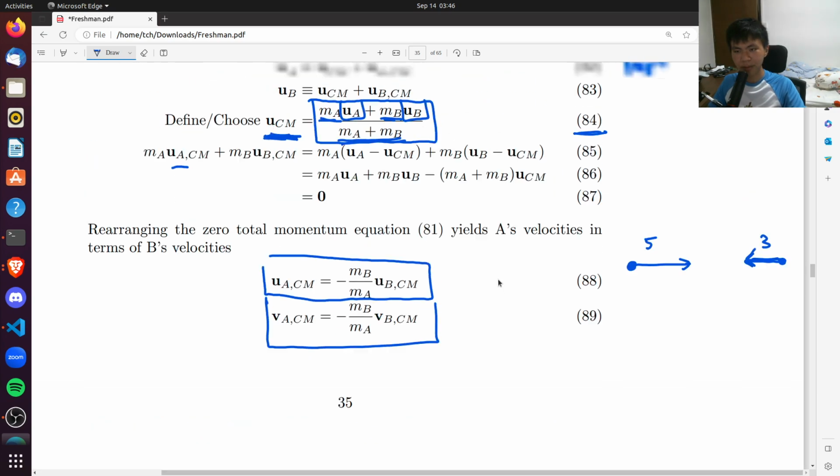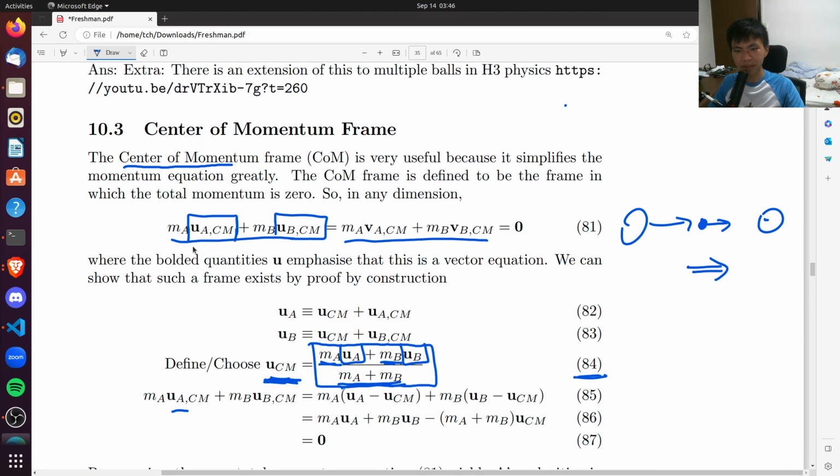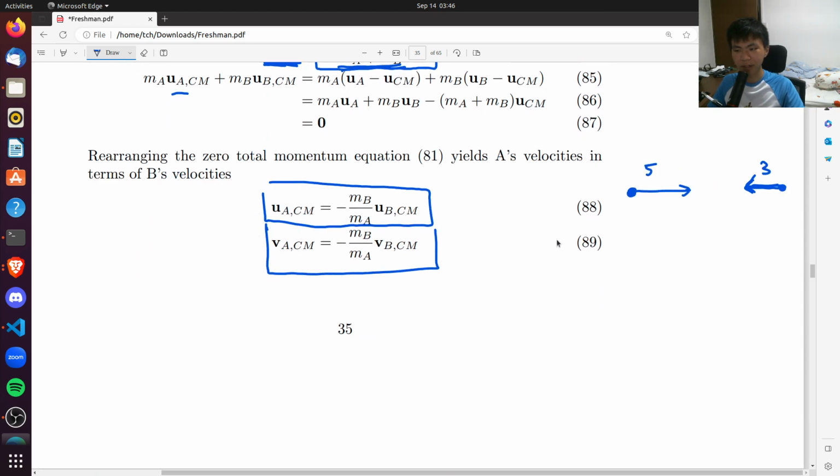Just now, so far we have just dealt with the center of momentum, the conservation of momentum equation. We basically arrive at equations 88 and 89 relating the initial velocity of A with the initial velocity of B, as well as the final velocity of A and the final velocity of B. They're just linearly proportional to each other, scalings of the vector with a flipping. So it's a flip and a scale if you think of these as vectors.